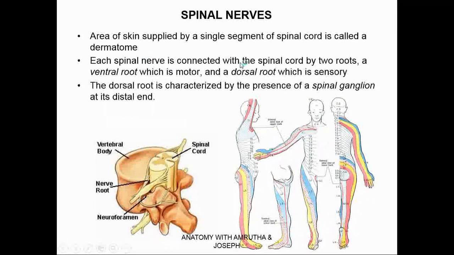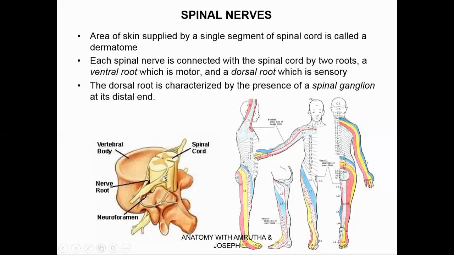So an area of the skin which is supplied by a pair of spinal nerve or a single segment of the spinal cord is called dermatome. So there are different dermatomes. So this can be seen on either side. Dermatomes like T2 dermatome, T3 dermatome can be seen, L2 dermatome, lumbar spinal nerves. T are the terms for thoracic spinal nerves.